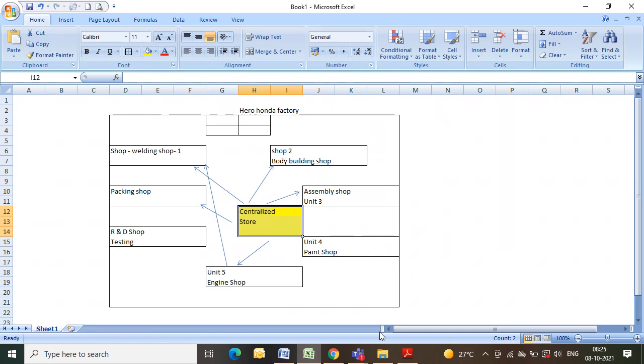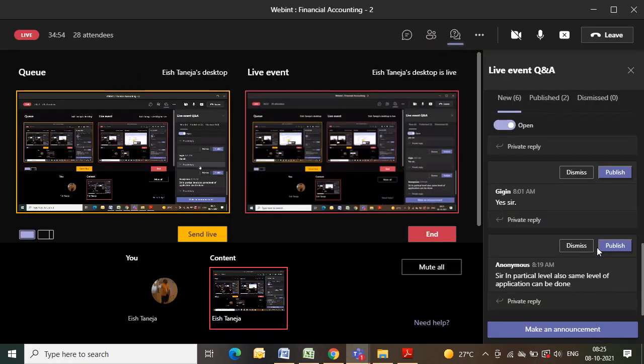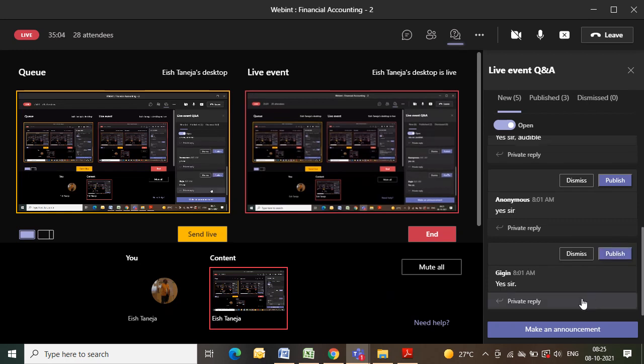Okay. Is there any question on this area? Have you understood? In practical level, also some level of application can be done. Yes, absolutely. Why not? From the exam perspective, they don't ask practical questions. What I have shown you to do the TDS part, there is no practical example to that. This was just for your reference.